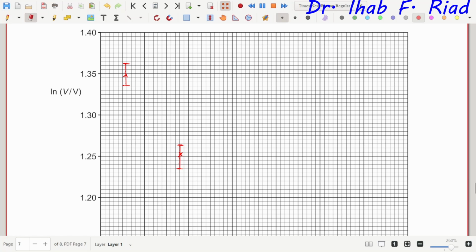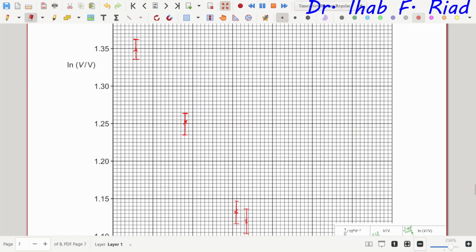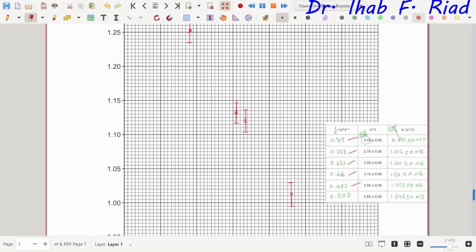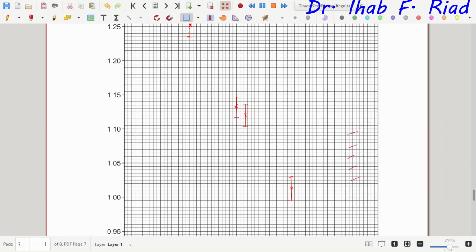Now we need to make the line of best fit and the line of worst fit. As we said, we're going to have two lines. One, the line of best fit, which we are going to use to calculate the gradient. And we are also going to draw a line of the worst fit. This is going to help us calculate the error in the gradient and the error in the intercept. Okay. How do we do that?